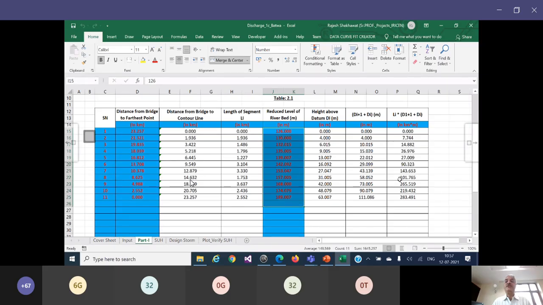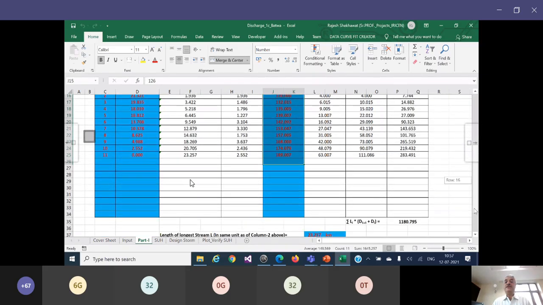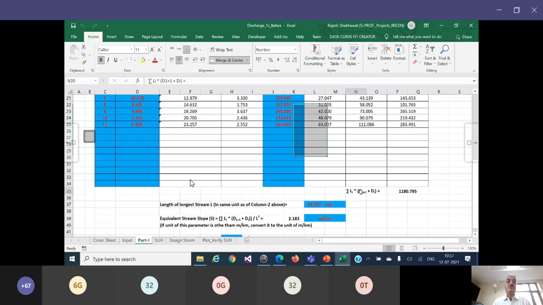Balance all other calculation, it will do automatically. Then it will calculate this also. And now, had it been in some other unit, in feet or mile, for that purpose, the longest length of stream here, if it was different, you would have given that.